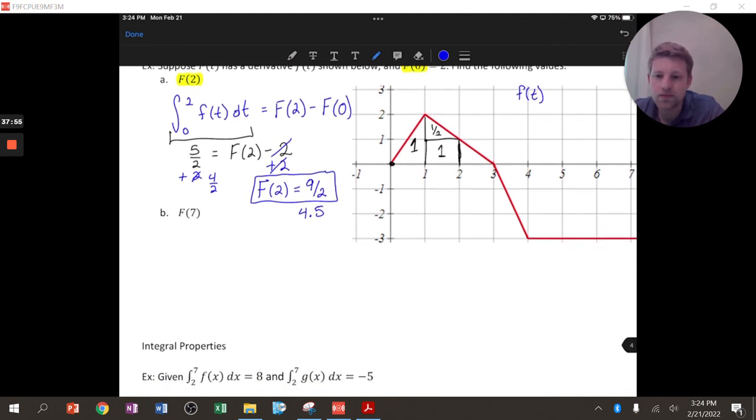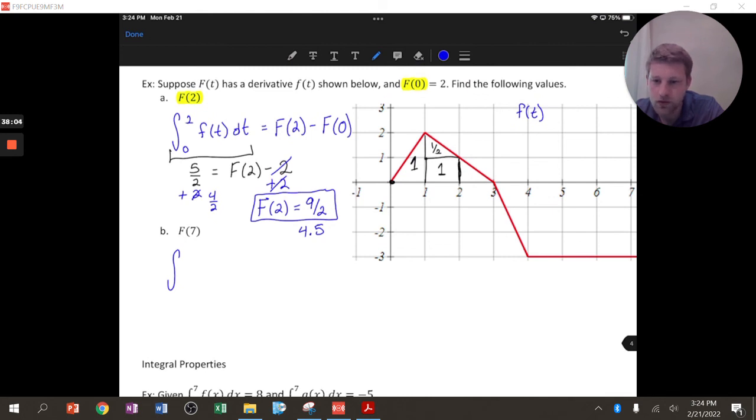Okay, let's do the same idea with capital F of 7. We could set up an integral again to relate the known capital F of 0 to capital F of 7. So the integral from 0 to 7 of our f of t dt is equal to the antiderivative at 7, subtract the antiderivative at 0, which is equal to 2.